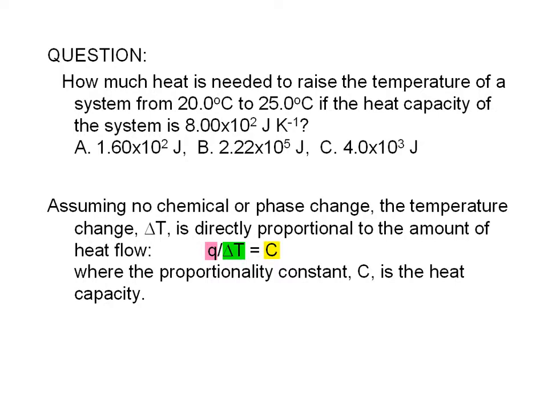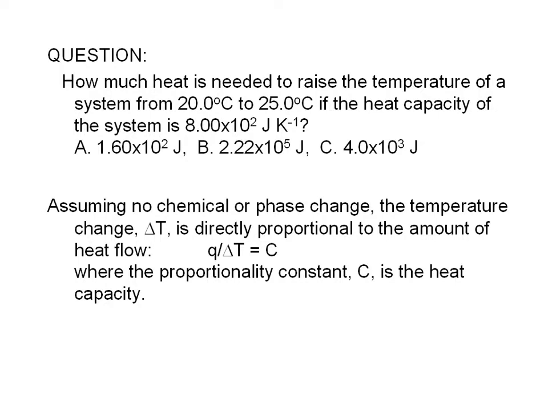When we say the two quantities are directly proportional, we mean that if Q is 0, delta T is 0. Obviously, if there is no heat flow, we do not expect a temperature change. And if the amount of Q changes, the change in temperature also changes by the same factor. For example, if we put in twice as much heat, we expect the temperature change to be twice as large.